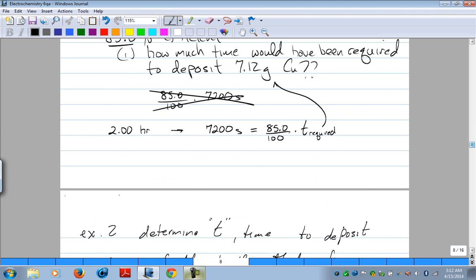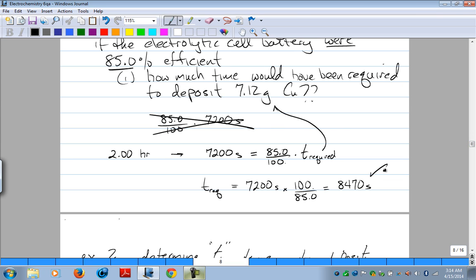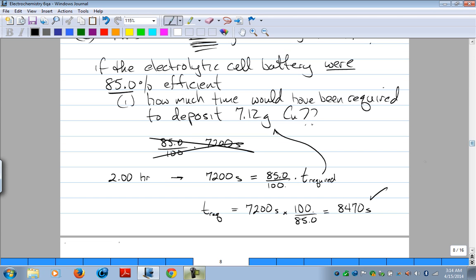So we just have to solve this equation for t. So the time required at this 85% efficiency, multiply both sides by 100 over 85, and you get 8,470 seconds, which is a little more than 2 1/3 hours, a little more than 2 hours 20 minutes. So qualitatively this is right, and it sounds right. It's going to take longer at this 85% efficiency rating to get the 7.12 grams of copper plated.